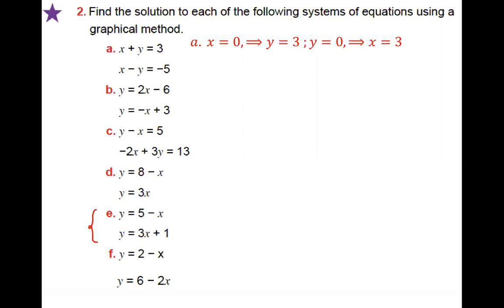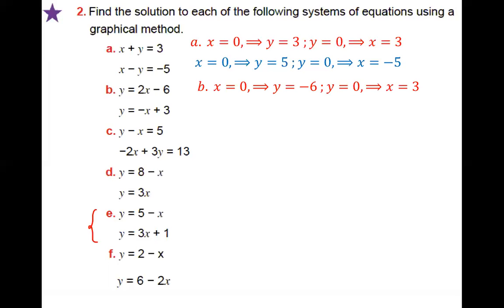For the first line, x plus y equals 3, and the second line, I've got x equals 0, then y equals 5. Whereas if I put y equals 0, I get x equals -5. So that would give me 2 points for the first line and 2 points for the second line.